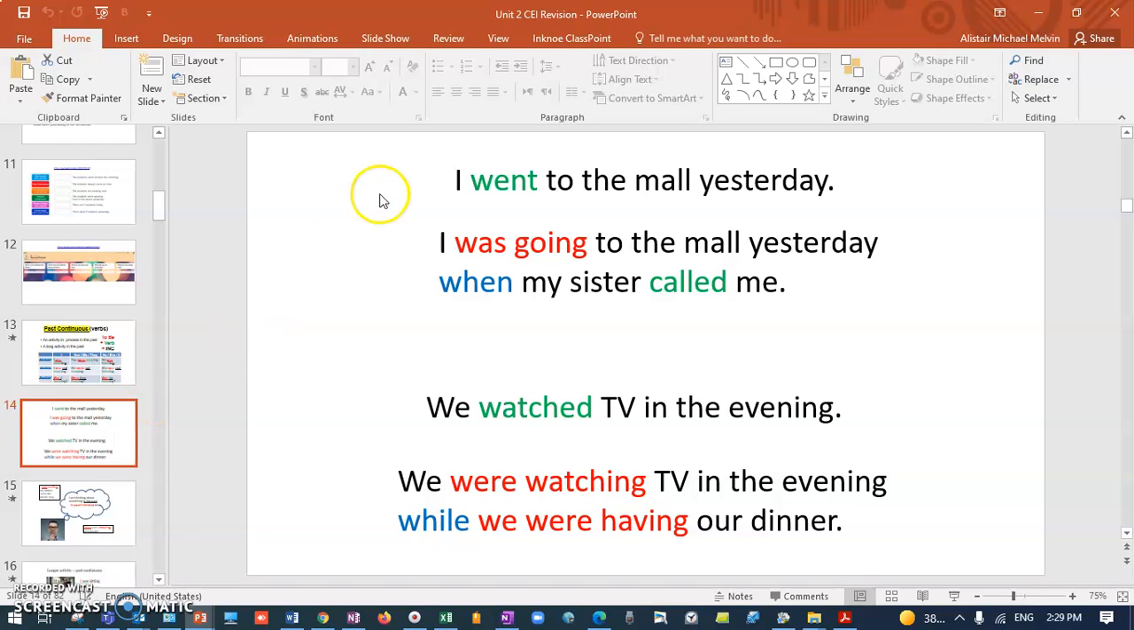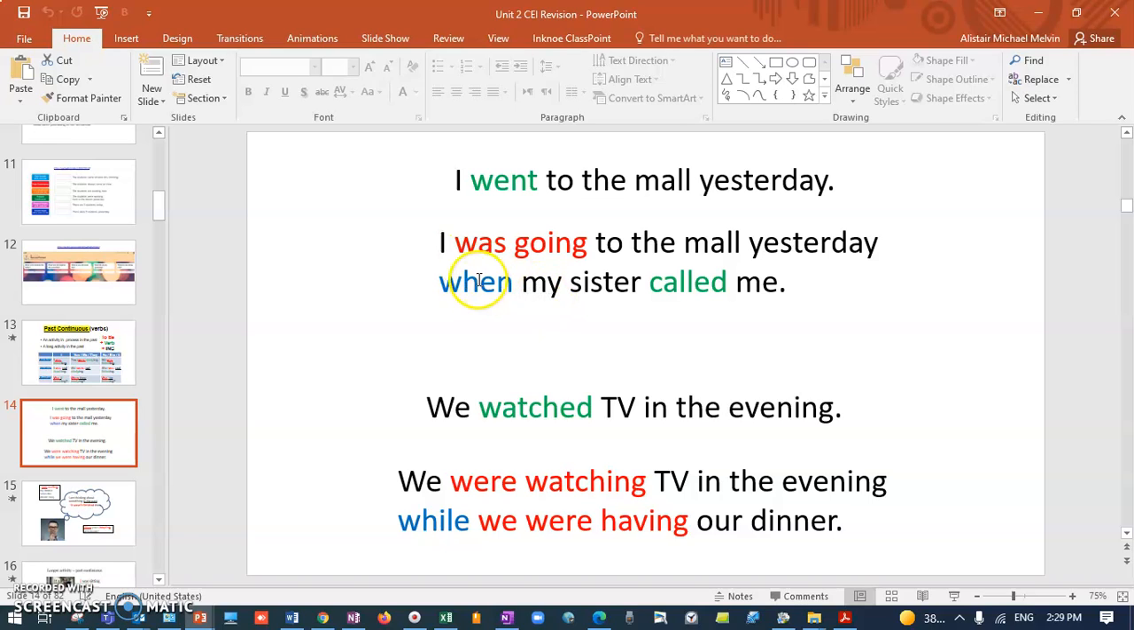I went to the mall yesterday. That is past simple, just a simple sentence. Okay, this happened yesterday, it's finished, we just use past simple. The second example, this is typically how you'll see past continuous being used. So for I was going to the mall yesterday, past continuous, when my sister called me.